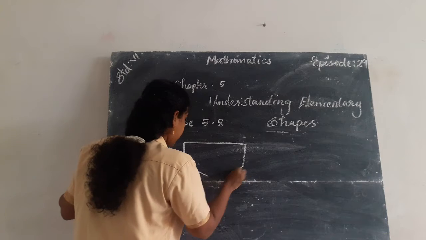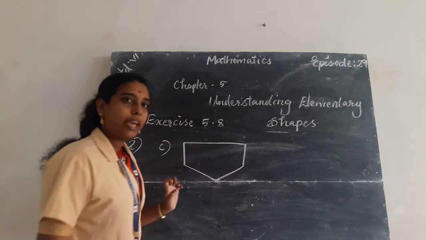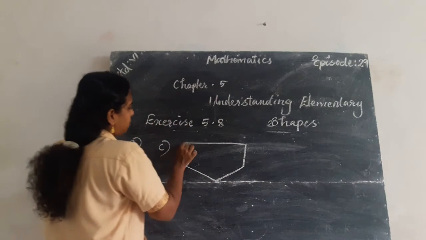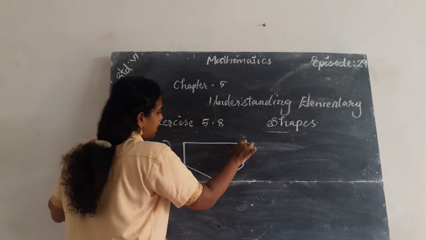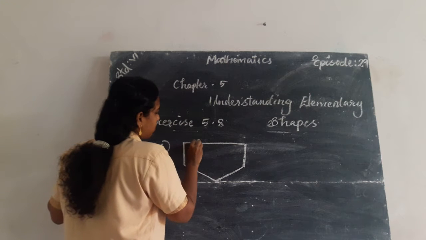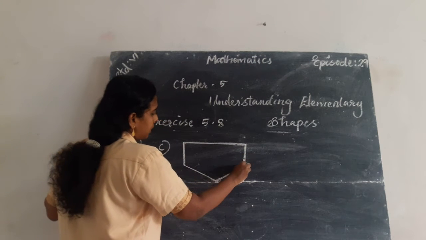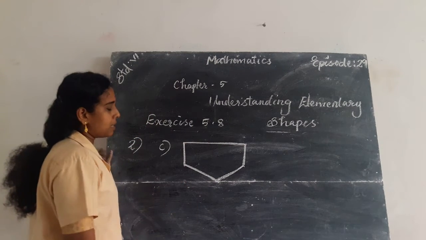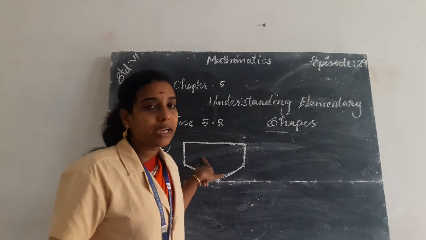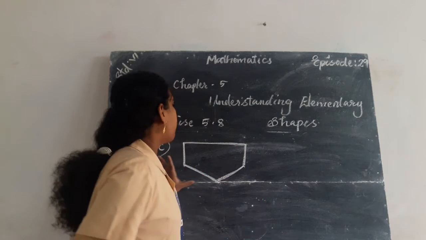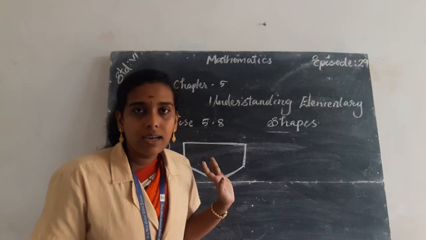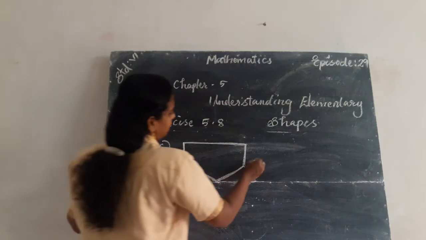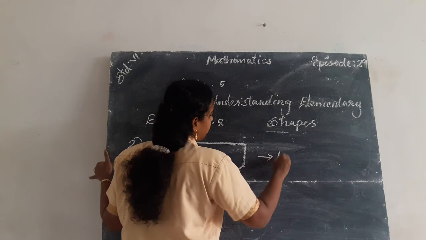The figure is like this. Which type of polygon is this? First we try to identify the number of sides in this polygon. How many sides are there? 1, 2, 3, 4, 5. Yes, the polygon with 5 sides. The polygon with 5 sides is called a pentagon. So it's a type of polygon, that's a pentagon.